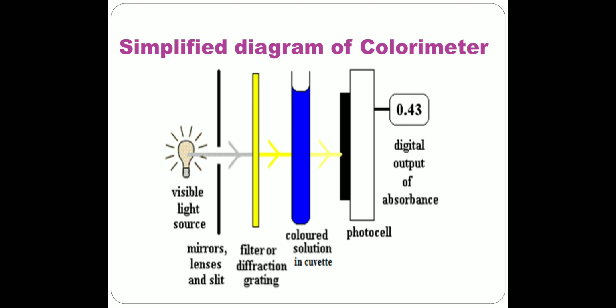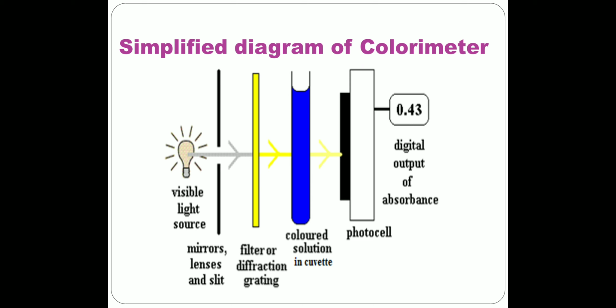Now if we look at the simplified diagram of the colorimeter, we can see that there is a source of electromagnetic radiation. The incident light of the required wavelength is provided by different sources for different spectroscopic techniques. Number two, there are filters or monochromators. These monochromators or filters convert the polychromatic radiation from the source into narrow bands, that means into monochromatic light.